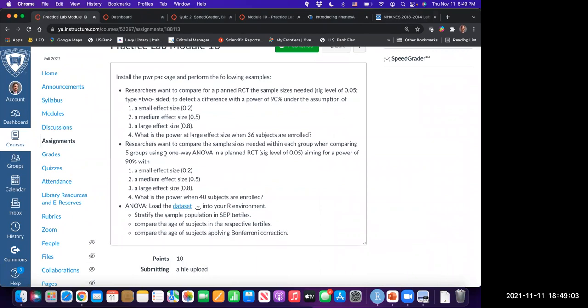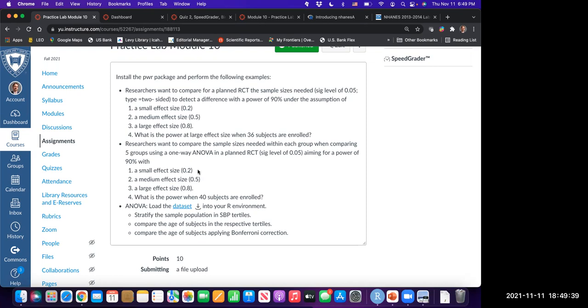So today it's 3 parts. Part number 1 is a power calculation where we're comparing data from a plant RCT, and we want to quantify the sample sizes needed to detect the difference with a power of 90%, 0.9. We're assuming a small effect size, a medium effect size, and a large effect size. The effect sizes, we know how to calculate those, right? It's essentially the difference divided by the standard deviation.